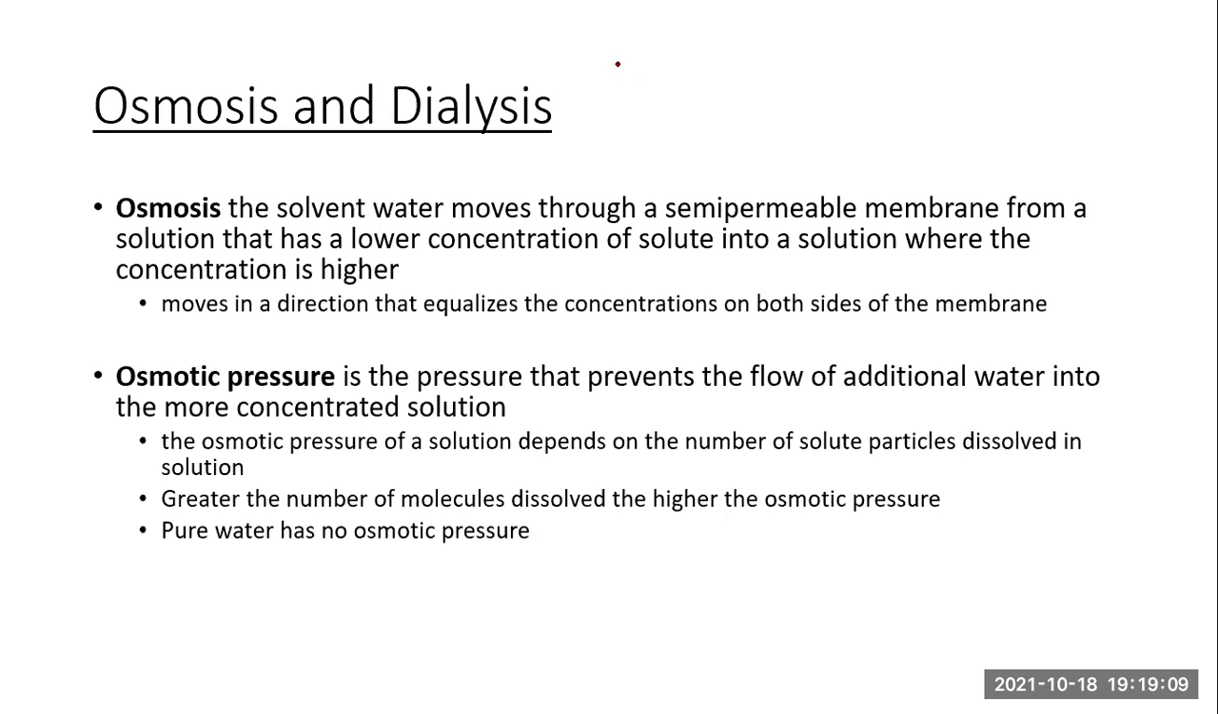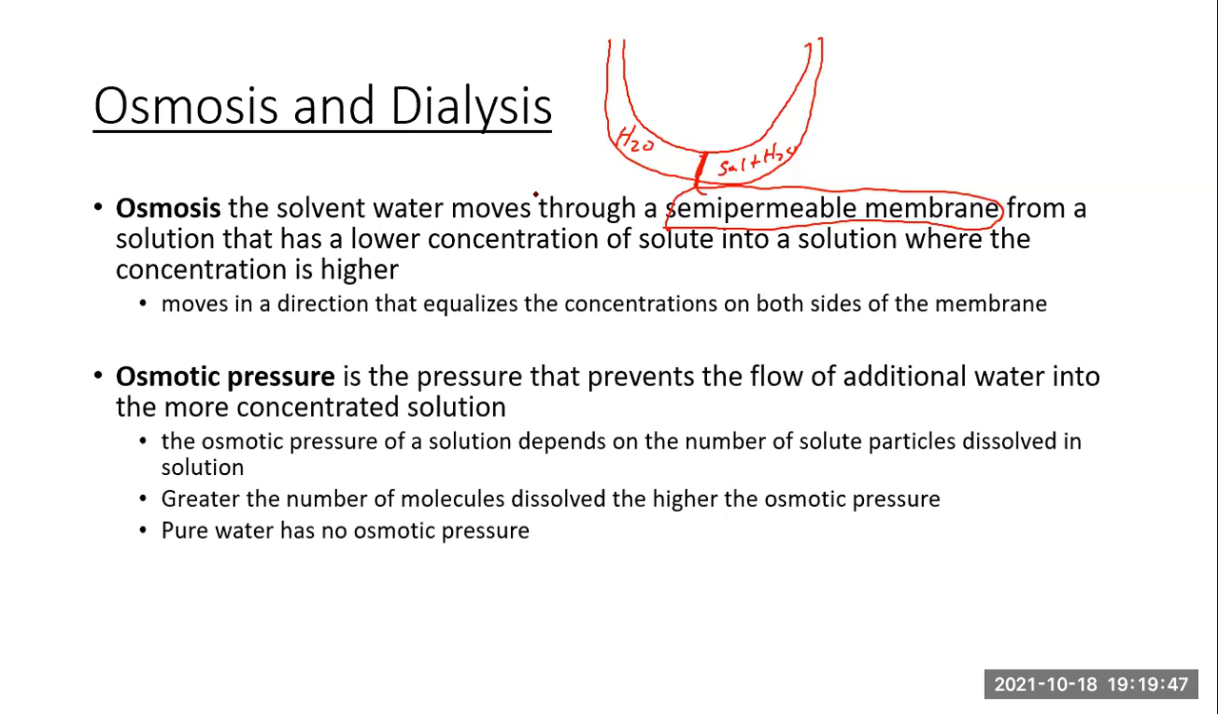So for example, if we had a tube, and this tube was separated by a semipermeable membrane, so we'll circle that since it's right there. If we have this semipermeable membrane that separates it, on one side we have just plain old water, and on the other side we have something like salt water. Salt water would be more concentrated because it has something like sodium chloride dissolved in it, compared to pure water, which has nothing dissolved in it.